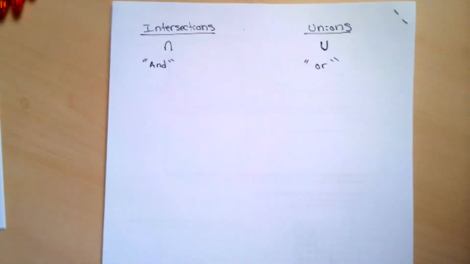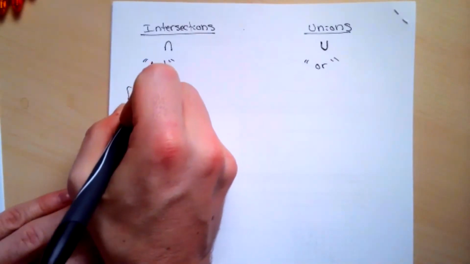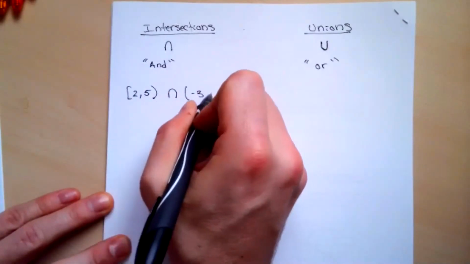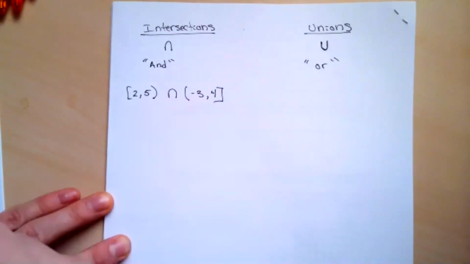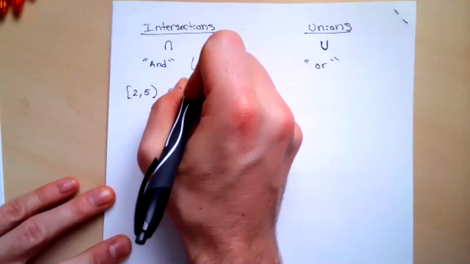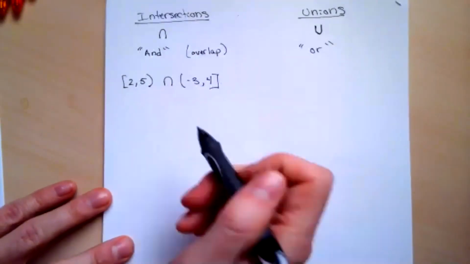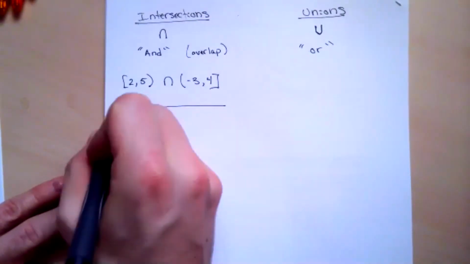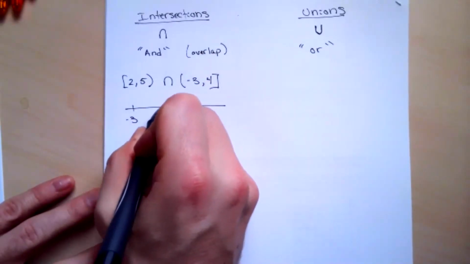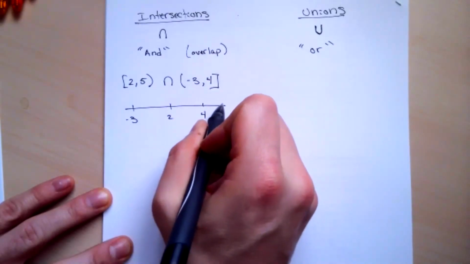Doesn't matter. And so if I write things like 2 to 5 intersect with minus 3 to 4, you also want to think of that as the overlap, only the overlap. So for example, if we were to plot this, I'm not going to draw it to scale since some of the numbers might be off. So minus 3, then we've got 2, 4, and 5.